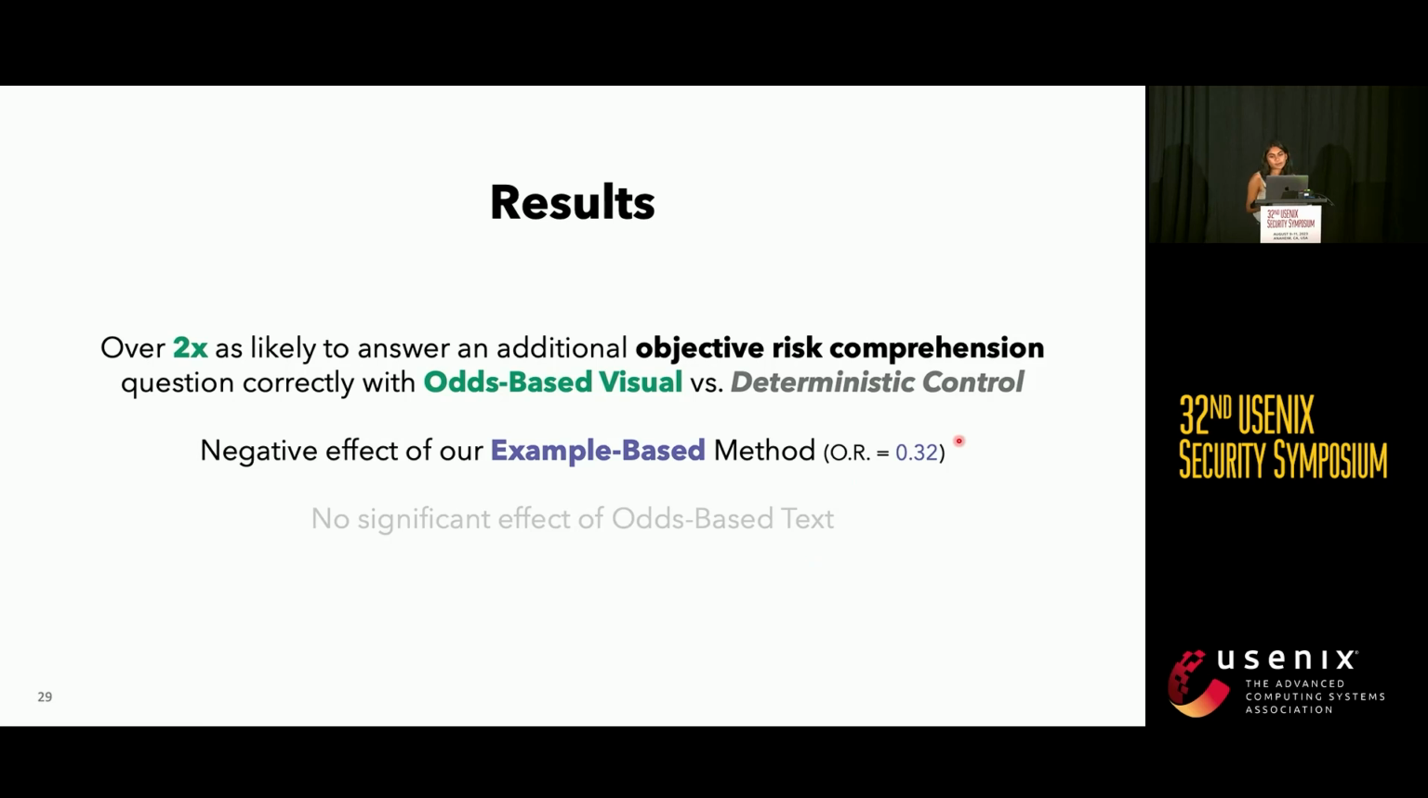We can also compare our methods to the deterministic control. This was the control we expected participants to have the easiest time answering objective risk comprehension questions with. Our odds-based visual method had a significant positive effect on objective risk comprehension compared to this control. And we found that our example-based method actually had a negative significant effect. And we didn't find a significant effect of our odds-based text method on objective risk comprehension.